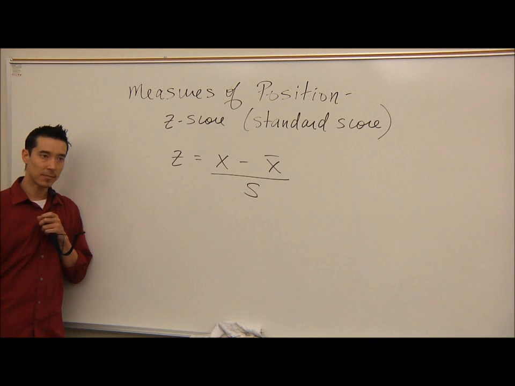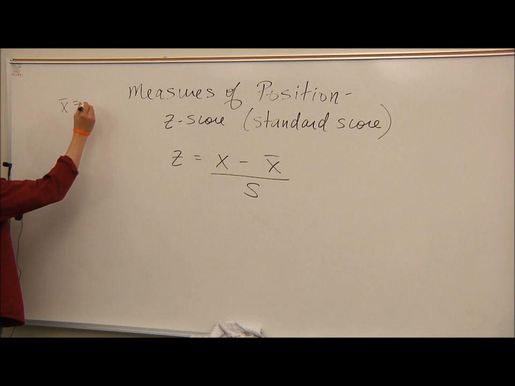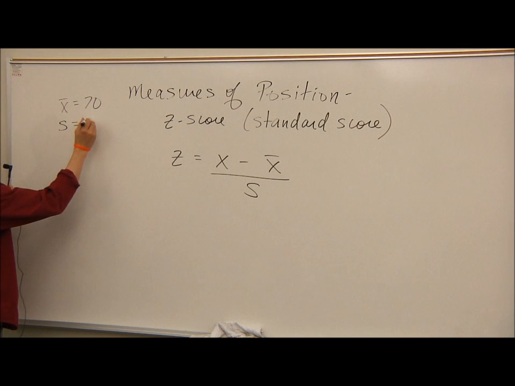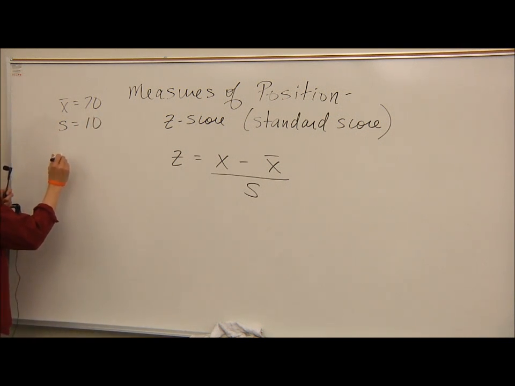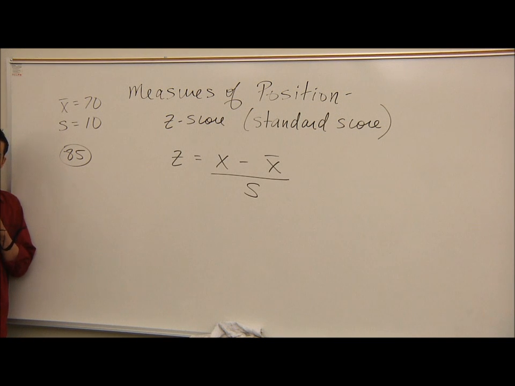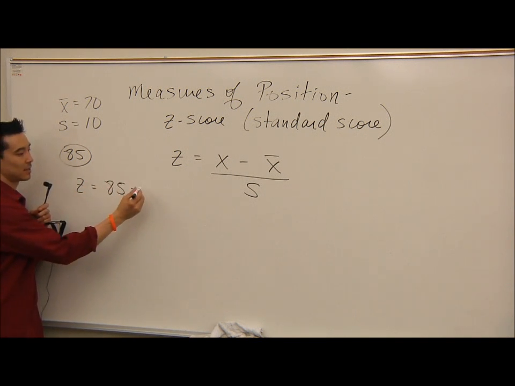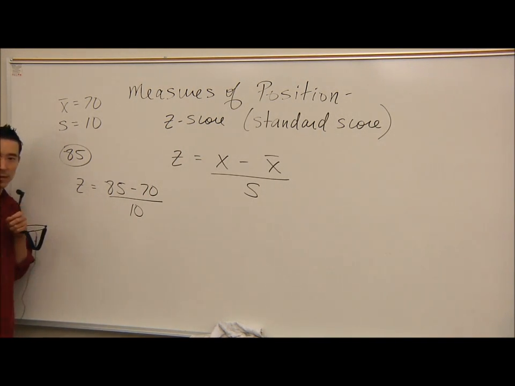Let's take that last example we just looked at. What was my mean for that last example? 70, we were doing test scores. What was the standard deviation? 10. Let's say I wanted you to find the Z-score for the grade 85. Somebody made an 85 on that test. Could you calculate the Z-score for that person? What would you do? 85 minus 70, divided by 10. And what do you get?